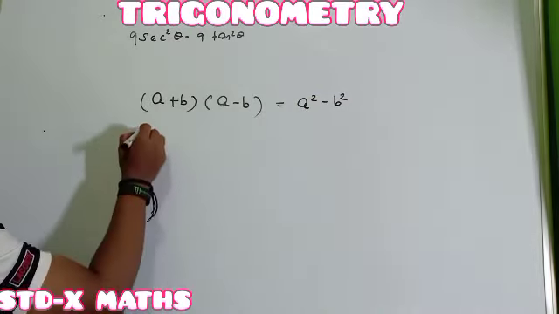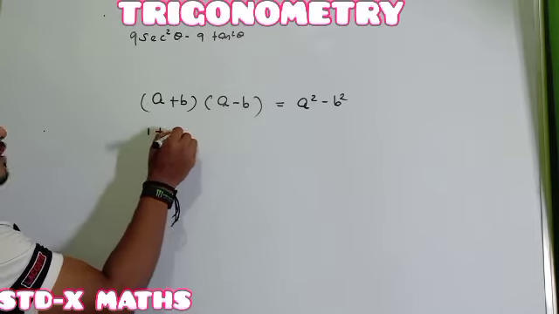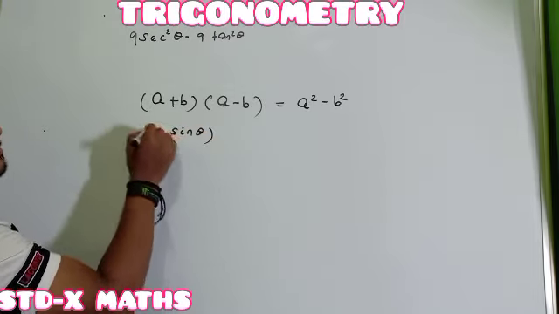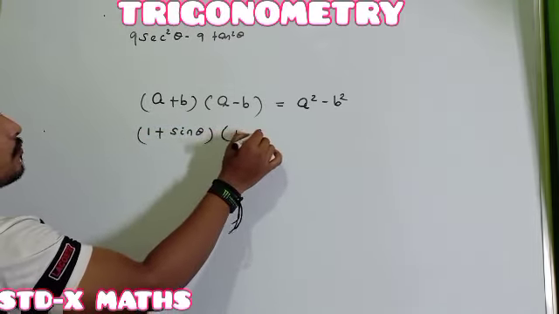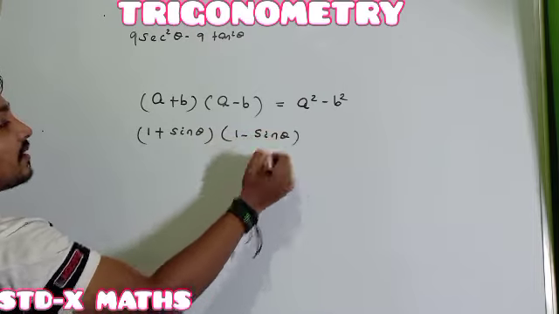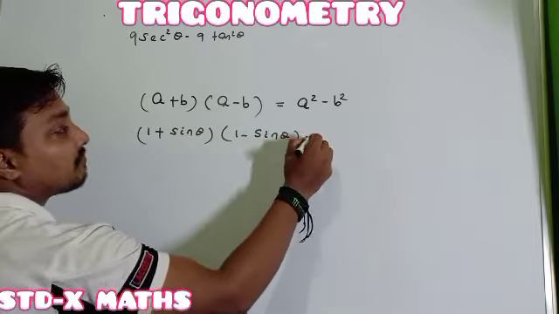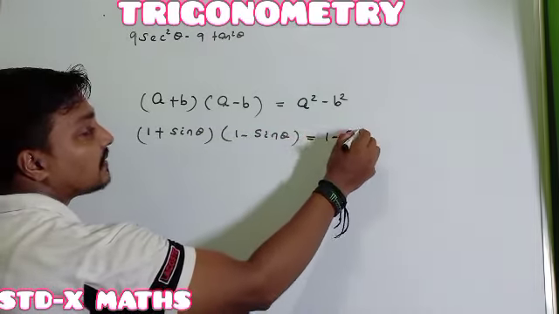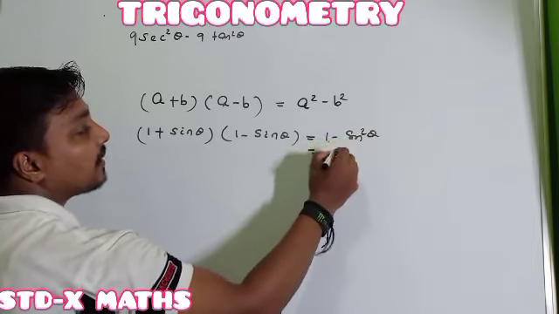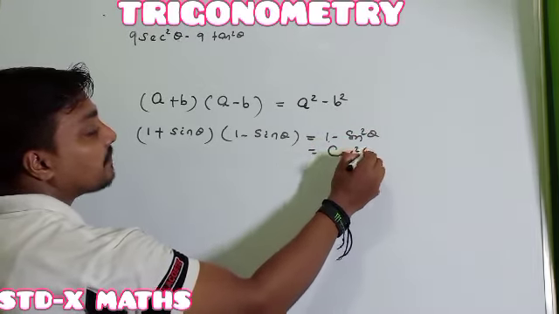One example I am showing: suppose it is given 1 plus sin theta and 1 minus sin theta. In this form, always put it as 1 minus sin square theta, which becomes 1 minus sin square theta, meaning it is our cos square theta.